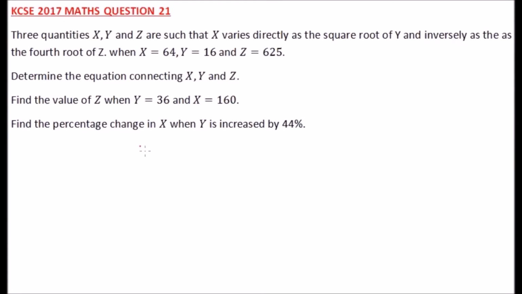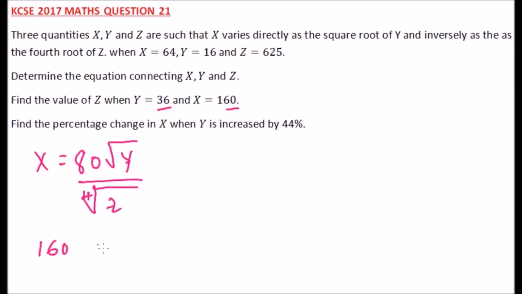Find the value of z when y is equal to 36 and x is equal to 160. So already we have established the formula connecting x, y, and z, and that is x is equal to 80, the square root of y, divided by the fourth root of z. Now, if y is 36 and x is 160, we just substitute: 160 is equal to 80 multiplied by the square root of 36, that is 6, divided by the fourth root of z.